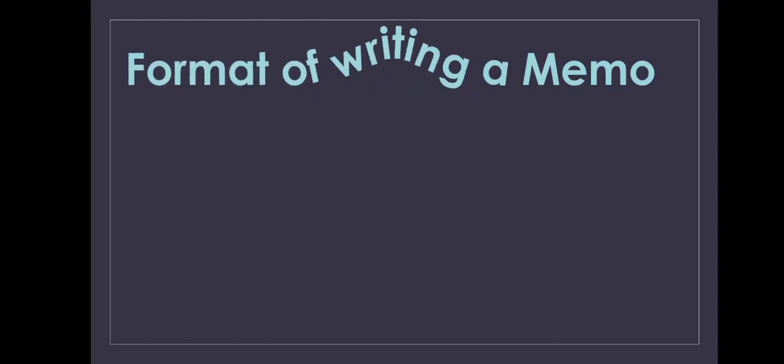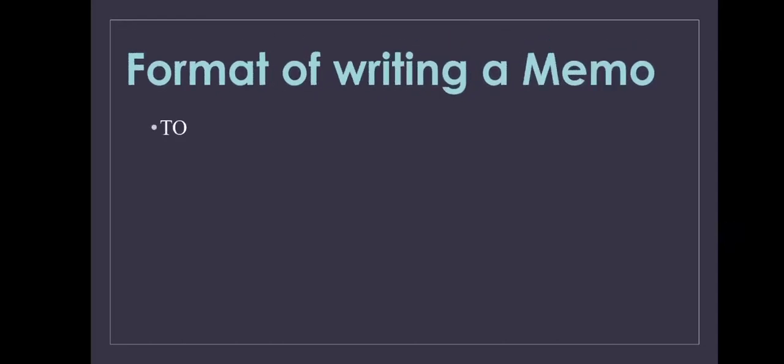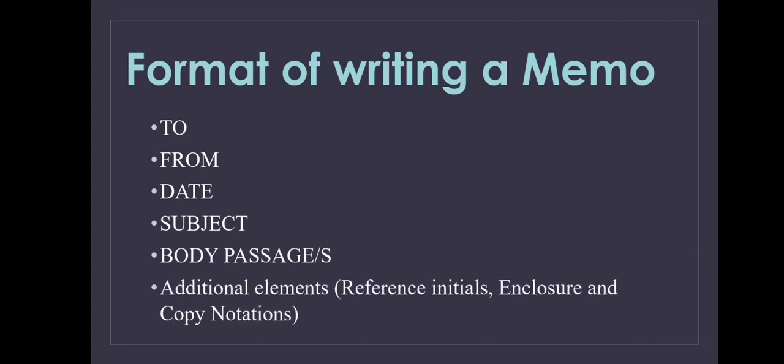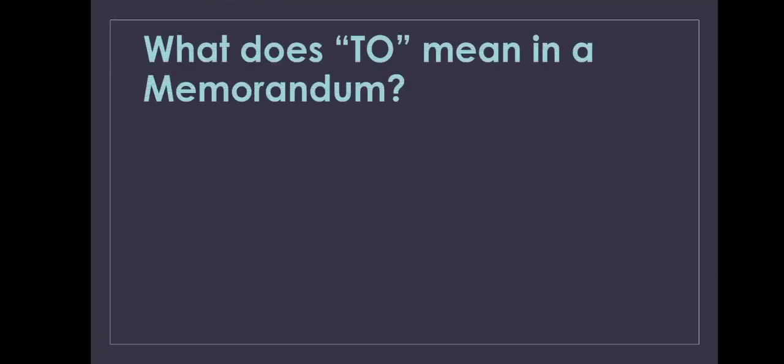So let's have a look at the format of writing a memo. When you are writing a memo, you have to opt for this structured format: to, from, date, subject, body, passage or passages if there are many, and additional elements like reference initials, enclosure, and copy notations. This is the format of writing a memorandum. Let's look at all of these elements in detail for better understanding.